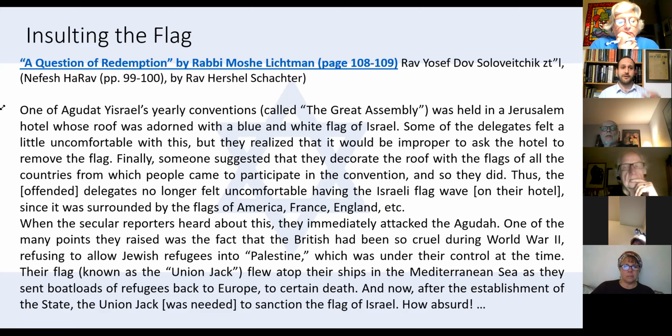Okay, so now we've got the Aguda, which is a religious group, versus the secular Jew. The religious Jews of Aguda are very much against the flag of Israel, and we have the secular Israeli reporters who are very much appalled and angered by what they're doing.